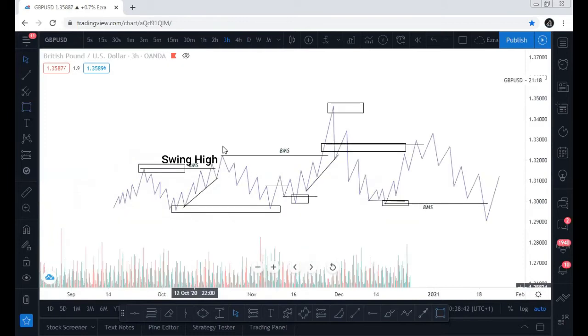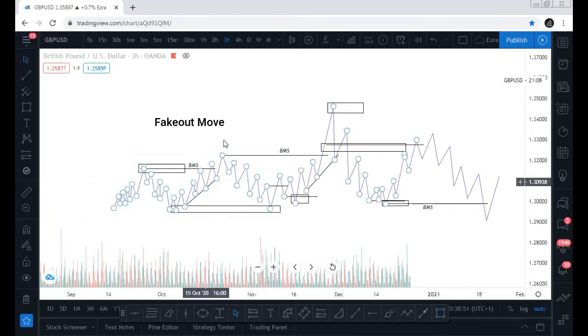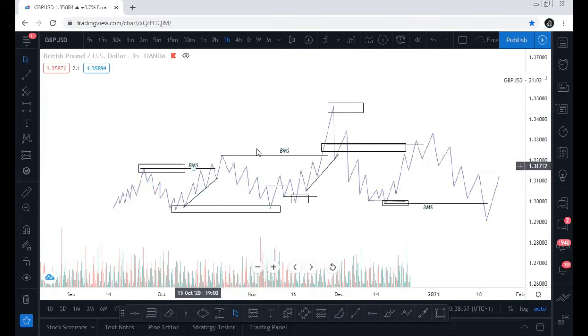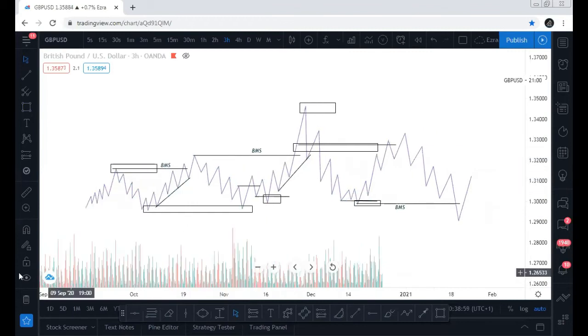And this is our swing high, swing low. So anytime market breaks a high, it always gives us a fake move out of the range. It always gives us a fake move out of the range. So that is that.